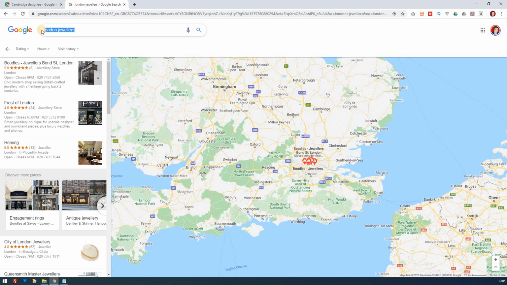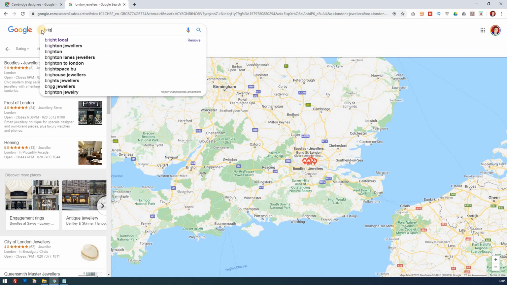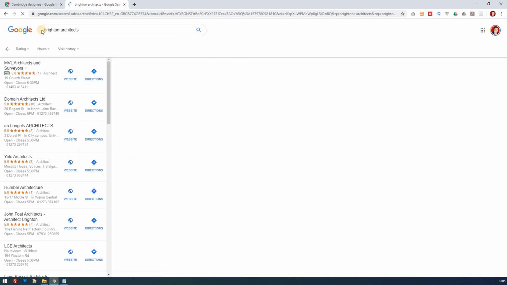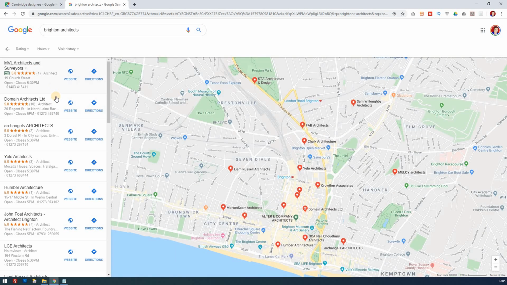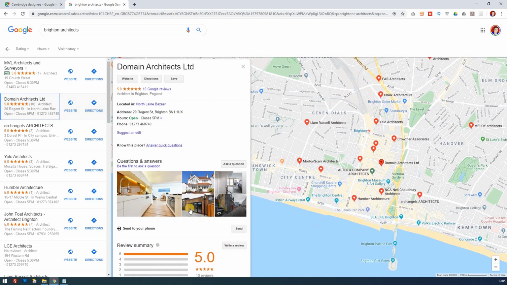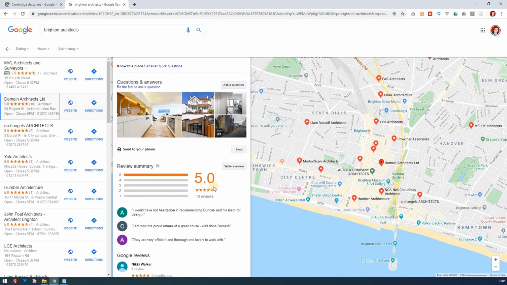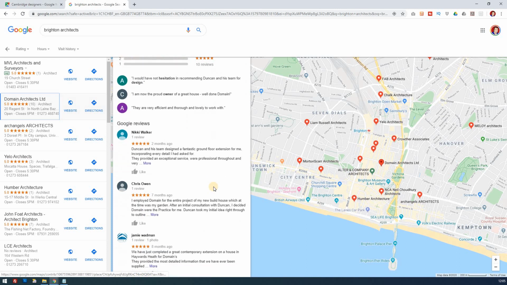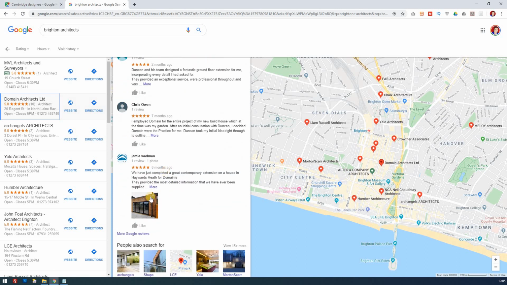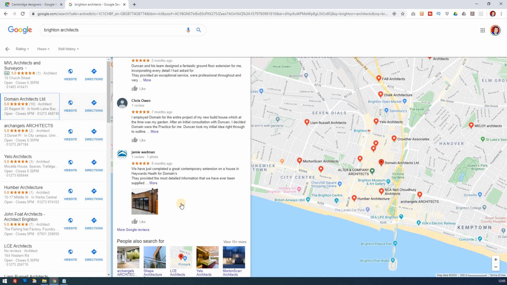So we're going to go Brighton, and what type of business should we have in Brighton? Let's go for architects. That's something quite different. So I spelled that right this time, hopefully. Okay, so Brighton Architects, what have we got here then? So Domain Architects Limited, some nice images, some drawings they've done, everything's entered in correctly, some nice 10 reviews, not responding, but nice that they're getting a photo from the clients, and that's always helpful as well.